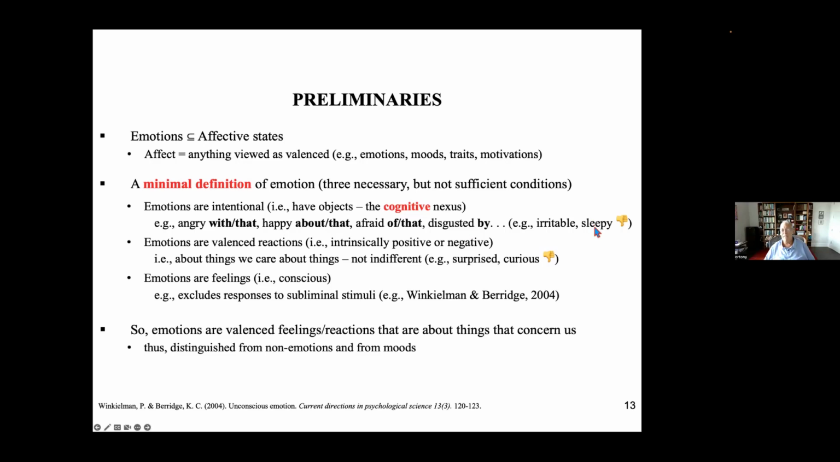But if you're sleepy, you're not sleepy about anything, you're just sleepy. And if you're irritable, you're in an irritable mood, and you don't need to be irritable about something, you're just irritable. So the fact that emotions are intentional distinguishes them from, for example, moods and bodily states like sleepiness. The fact that they have objects, that means that the object in some sense is the cognitive nexus of emotions. So emotions are about something. Emotions are affective states. In other words, they are valence. They're intrinsically positive or negative.